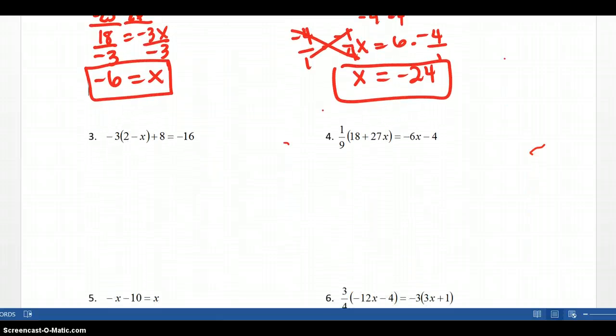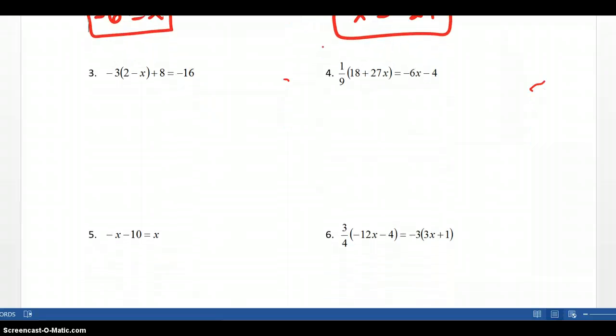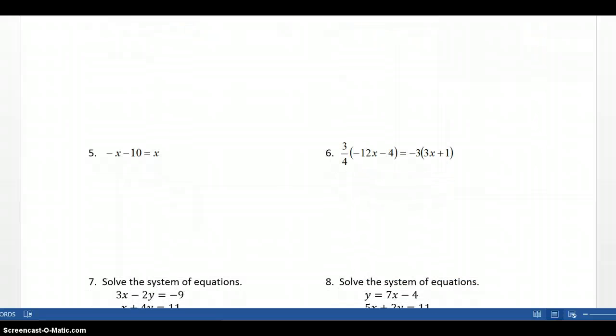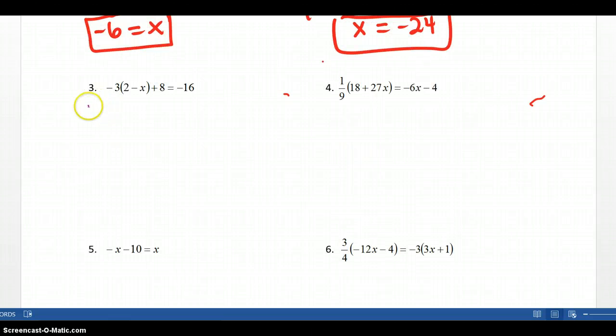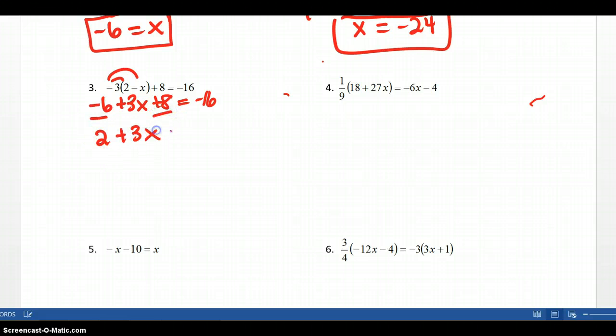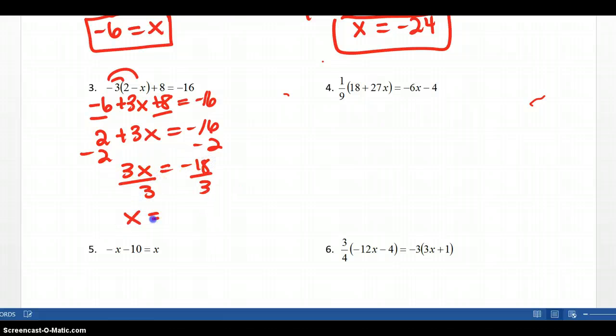On number 3, we're going to start by distributing. So we start with negative 6x, and then a negative and a negative makes a positive 3x. So we have negative 6 plus 3x plus 8 equals negative 16. And then we want to combine our like terms. So 8 minus 6 is 2. So we have 2 plus 3x equals negative 16. Subtract 2 on both sides, and 3x equals negative 18. Divide by 3, so x equals negative 6.